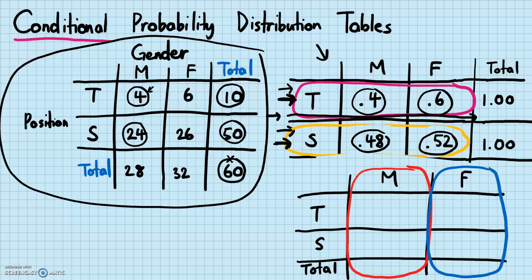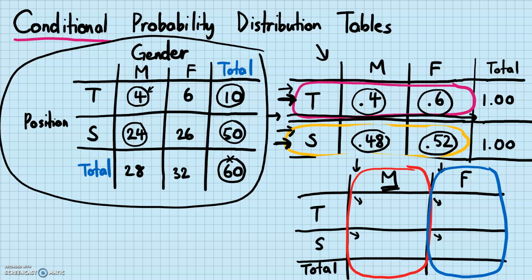So this first column here will tell us if we're just looking at males, what percent of them are teachers and what percent of them are students. And similarly, if we're just looking at females, what percent of them are teachers, what percent of them are students. Okay, so again, this time we're taking each column separately. And let's calculate the probability.